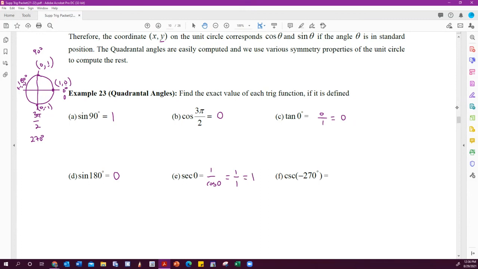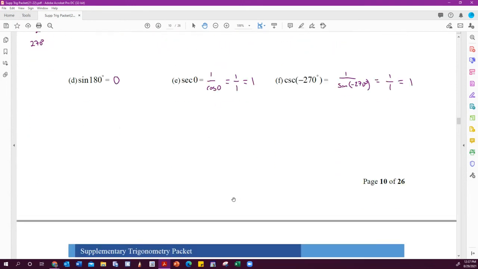And finally, the cosecant of -270, the cosecant is 1 over the sine, -270. -270 means we're moving in a clockwise direction, so -270 is actually the angle up here at the top. Its sine value is +1, so this becomes 1 over 1, also known as 1. So the quadrantal angles are either zeros or ones most of the time.